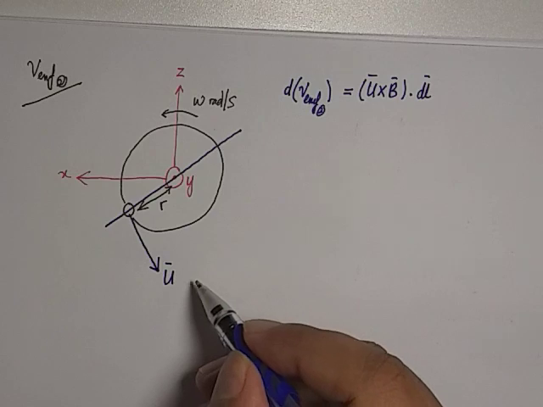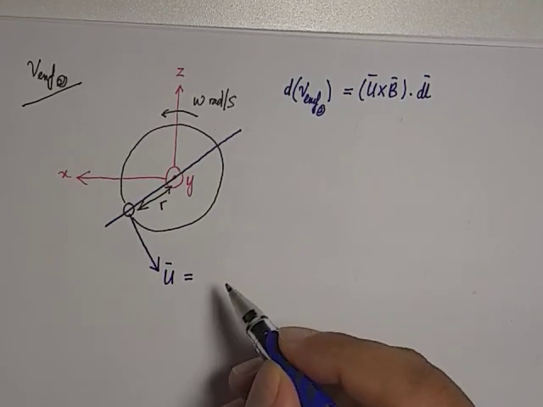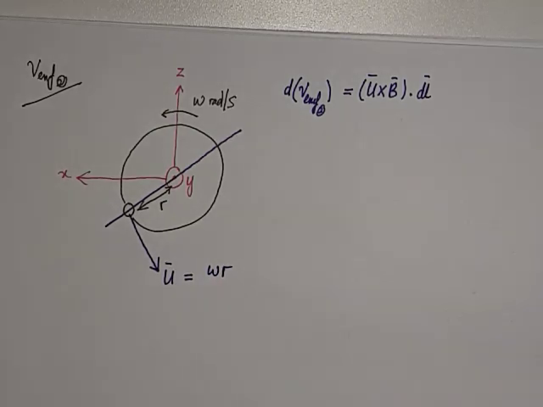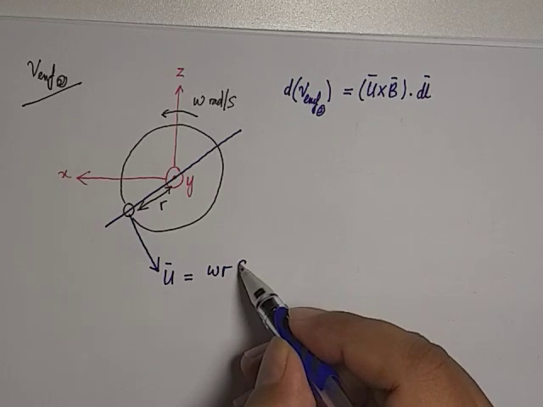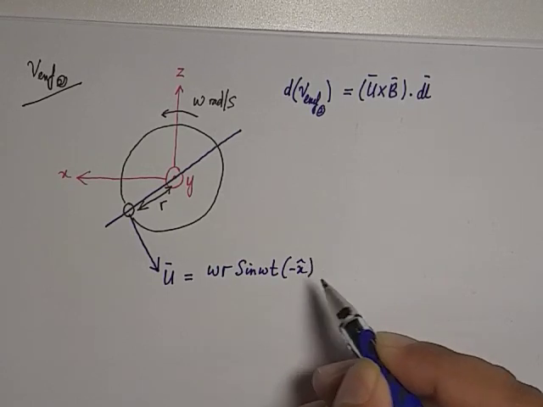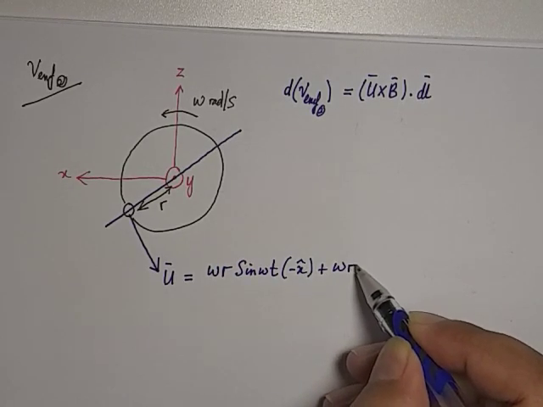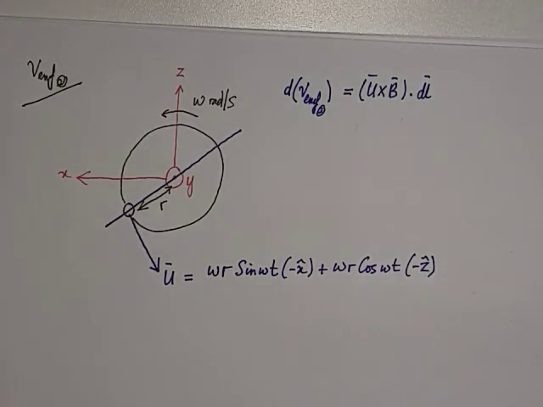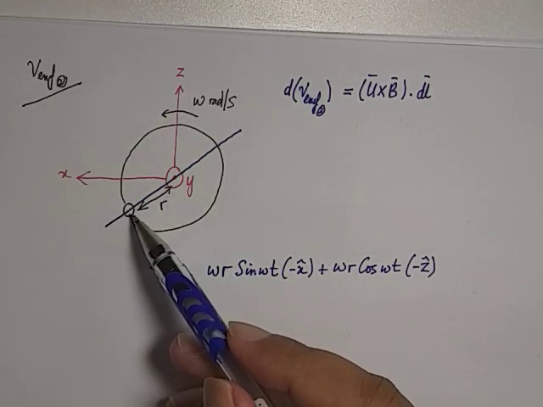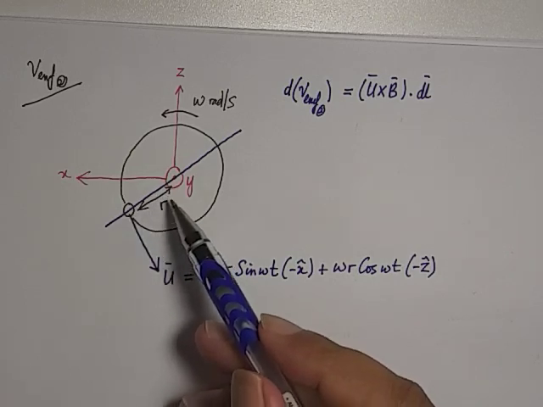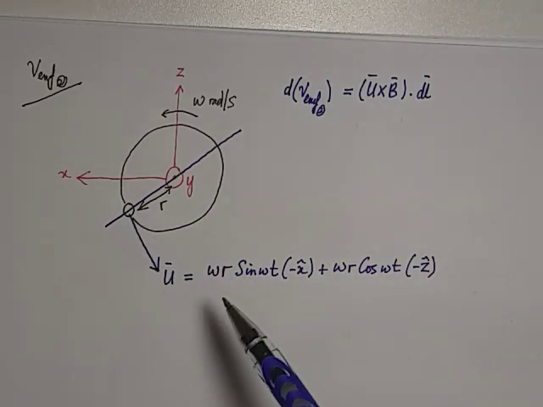And the U here is similar to the one we did before, which is equal to omega R sine omega t in the negative x direction plus omega R cos omega t in the negative z direction. It's similar as before. The only difference is the radius, because the sample now can be shifted along this blue line. Therefore, the radius is going to vary, not fixed.